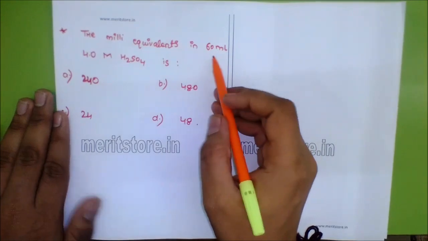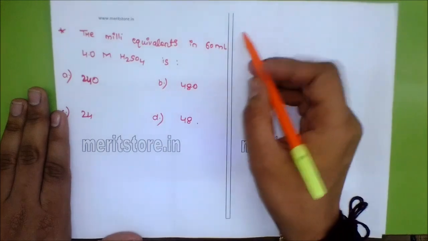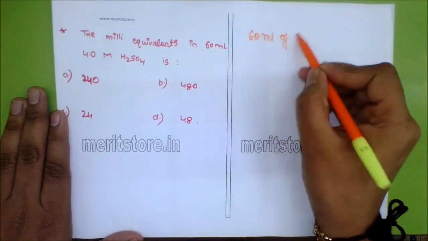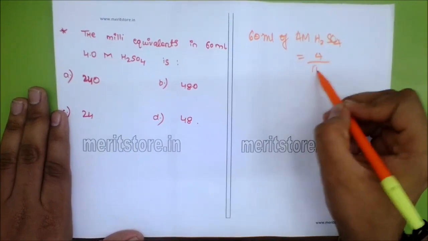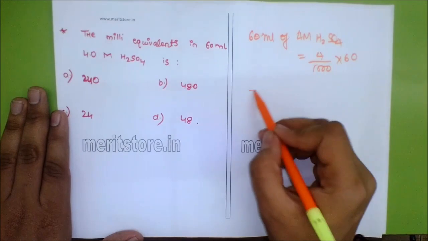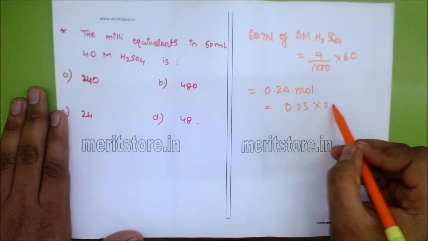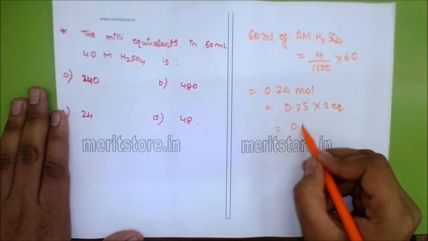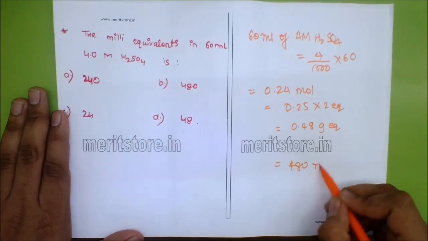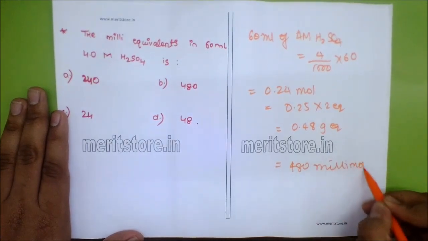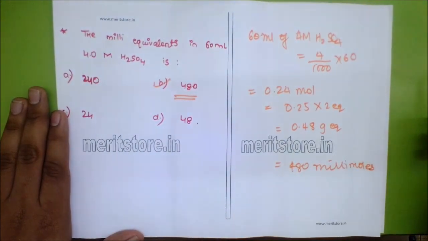The milliequivalents in 60 ml of 4 molar H2SO4 is. Now we know 60 ml of 4 molar H2SO4 is equal to 4 upon 1000 into 60 moles, which is equal to 0.24 mole, which is equal to 0.24 into 2, which is equal to 0.48 gram equivalent, which is equal to 480 milliequivalents. So option B, 480, is the correct answer.